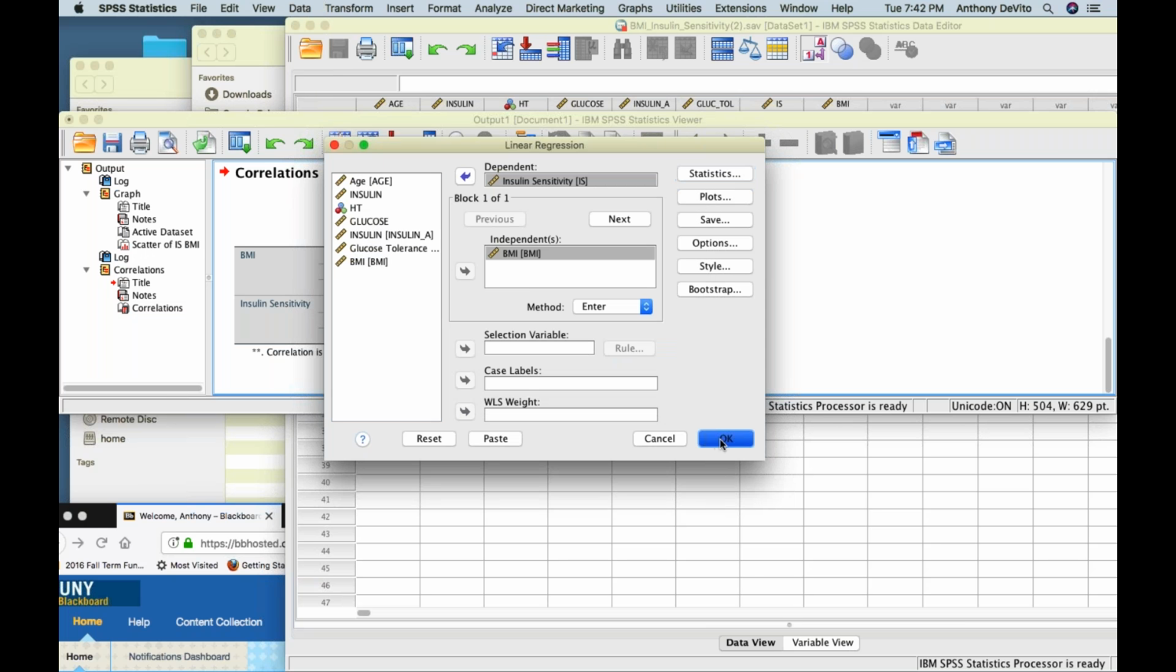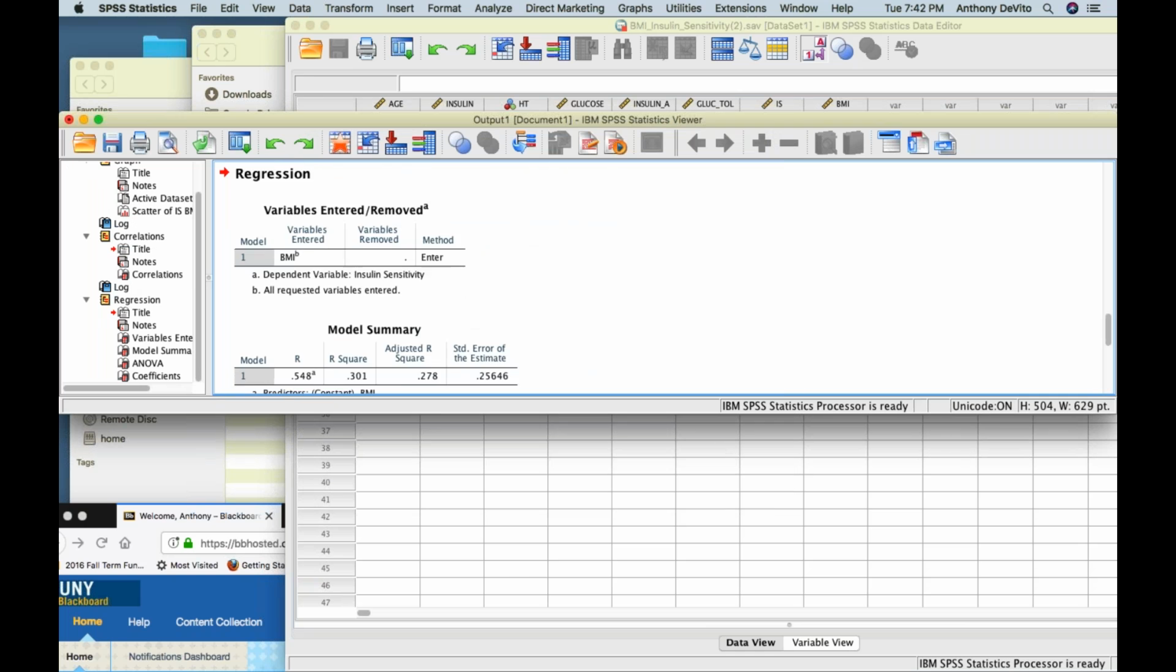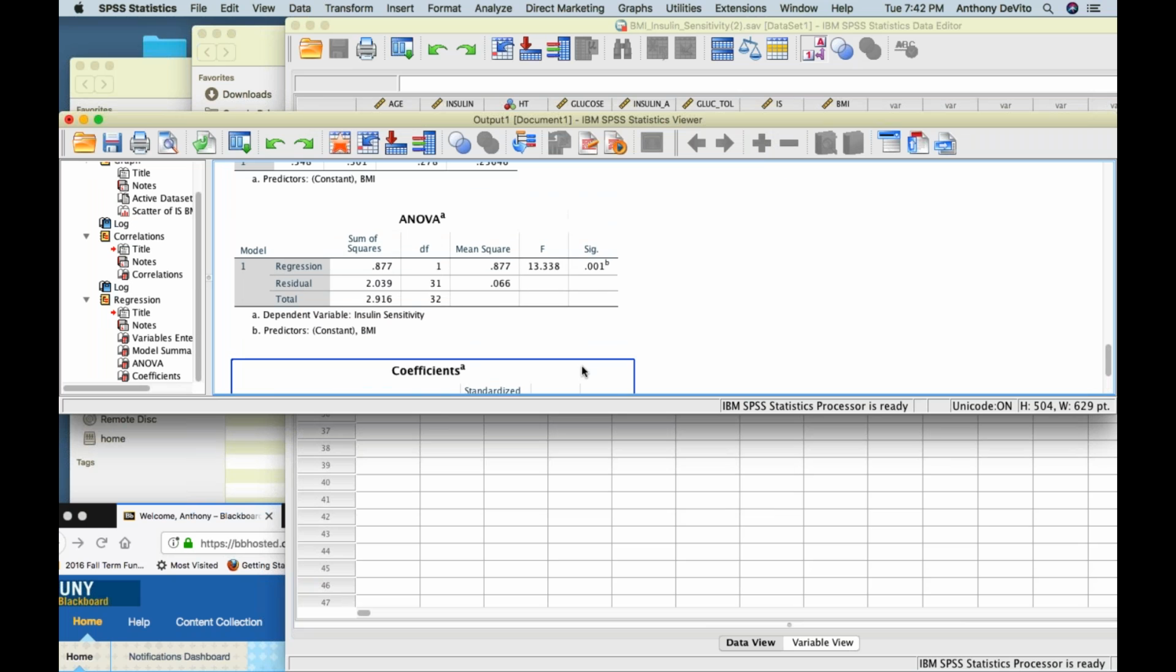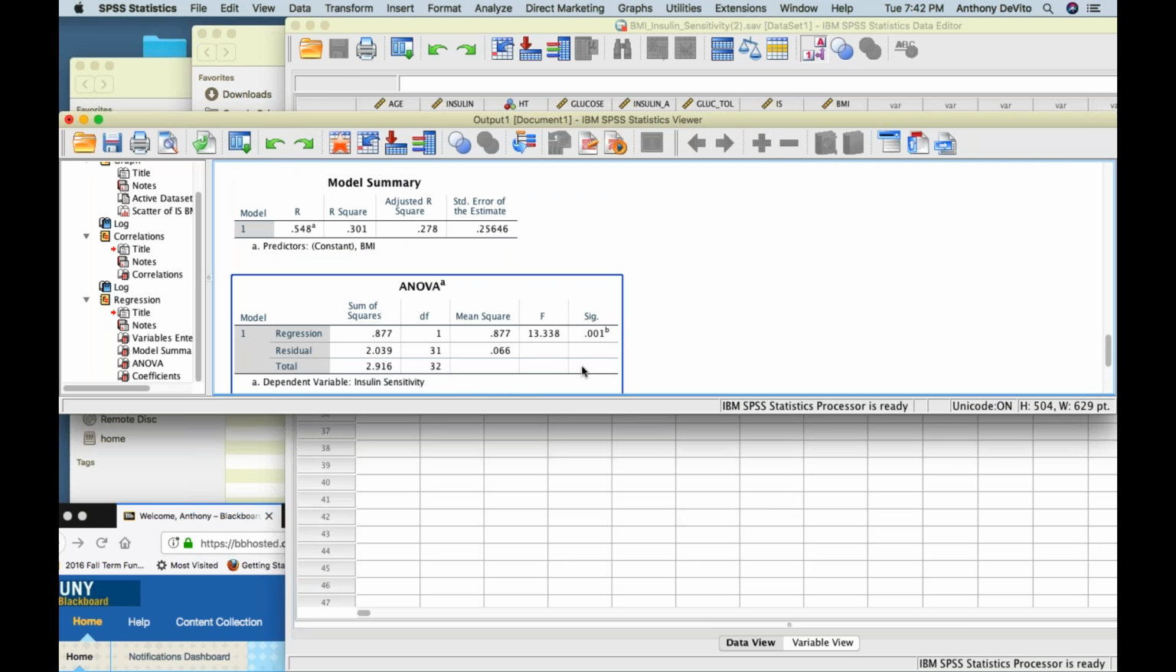And I'm going to say OK. Okay, and let's see what we wind up with. I'm not going to worry about coefficients there. There we go. Here are our R values. Okay, so what's our R value? Just as we saw in that graph when we did the correlation in the scatter plot, the R is 0.548, right? And then it does R squared.